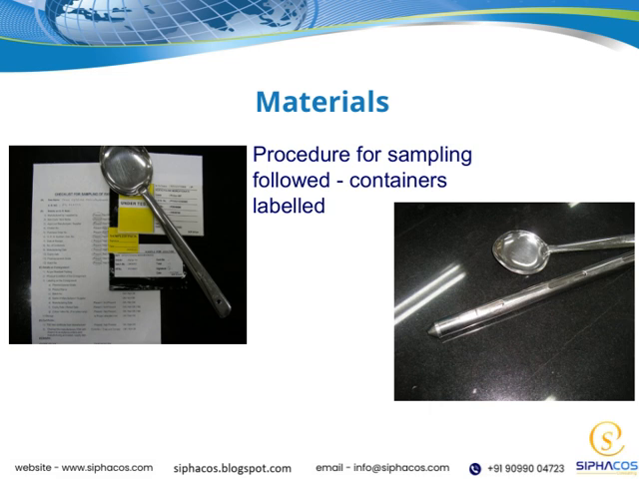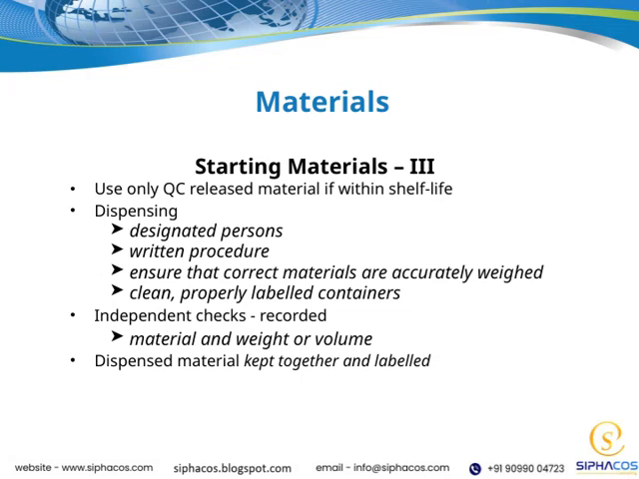Remember, accurate labeling and careful handling of containers are foundational to reliable sampling and, ultimately, to the validity of our results. Now, let's move on to the key points for starting materials. First, it's crucial to only use materials that have been released by quality control and are within their shelf life. This helps ensure the quality and safety of the final product.